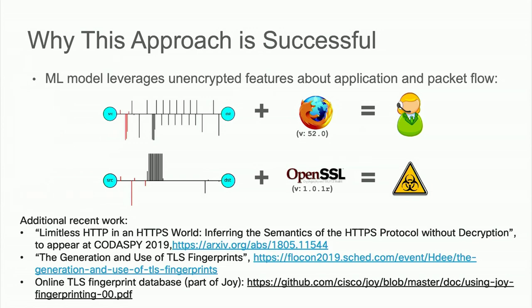By the way, here's some additional work by the authors. At the bottom also is a database of TLS fingerprints that they're making publicly available on GitHub, which you can use. And it's also part of the Joy software package, which is an open source software package they wrote that helps you capture and analyze various features from packet traces.